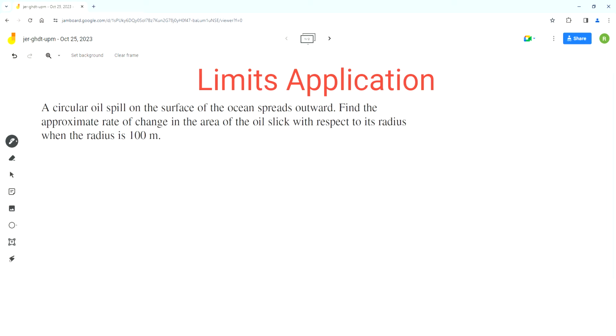So the first step is to write the area function, and for a circle the formula can be written as A(r) = πr². So we know this is the formula for the area of a circle. Here r is the input variable, so that's why in the function notation it's A(r). Now we have to find the rate of change with respect to radius when the radius is 100 meters.